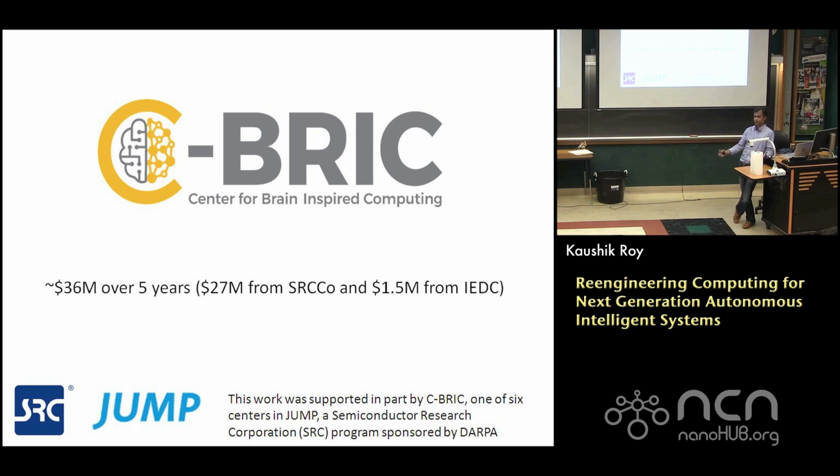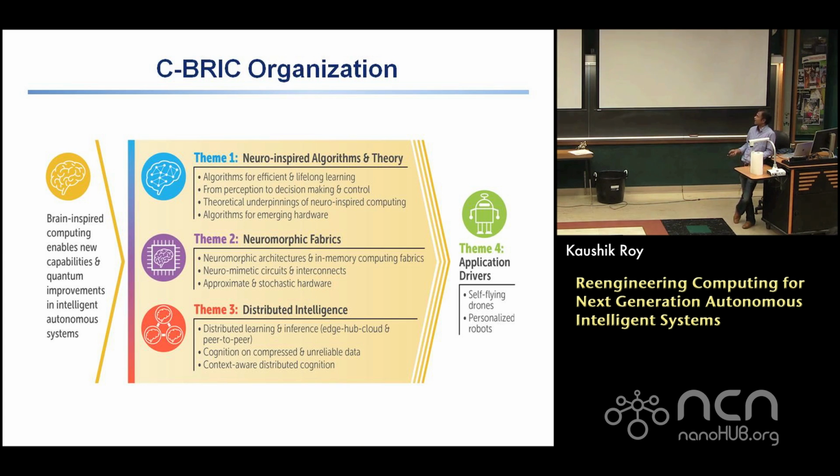But I thought I'd let you know that some of the work I just talked about is being done as a part of the Center for Brain-Inspired Computing. It's a center funded at $36 million over 5 years, and there are several universities involved in it. We're looking at different kinds of algorithms, the hardware fabrics, and something like distributed intelligence, which I didn't really talk about, having a swarm of drones, for example, flying and needing to have some collective intelligence. Application drivers are going to be self-flying drones and personal robotic assistants.